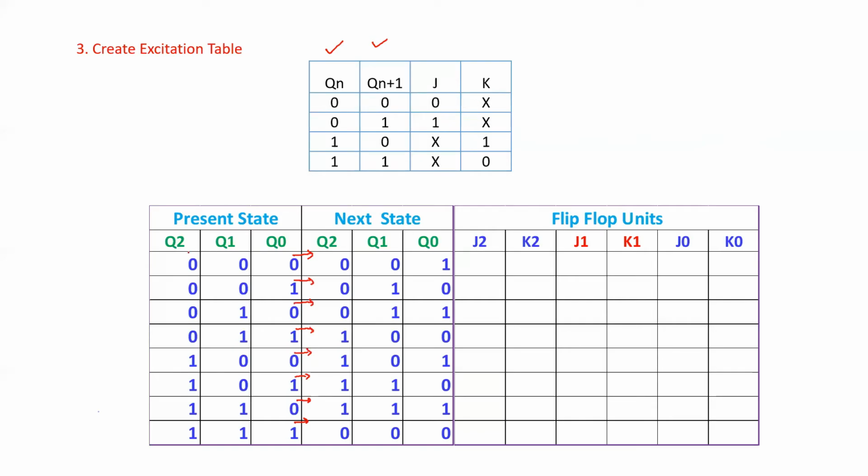The first thing is Q2. For 0 to 0, that means 0 don't care. Next, 0 to 0 is 0 don't care, then 0 to 0 is 0 don't care, then 0 to 1 is 1 don't care. Then 1 to 1 is don't care 0, then 1 to 1 is don't care 0, then 1 to 1 is don't care 0, then 1 to 0 is don't care 1. So we have listed all the possible input combinations for Q2.